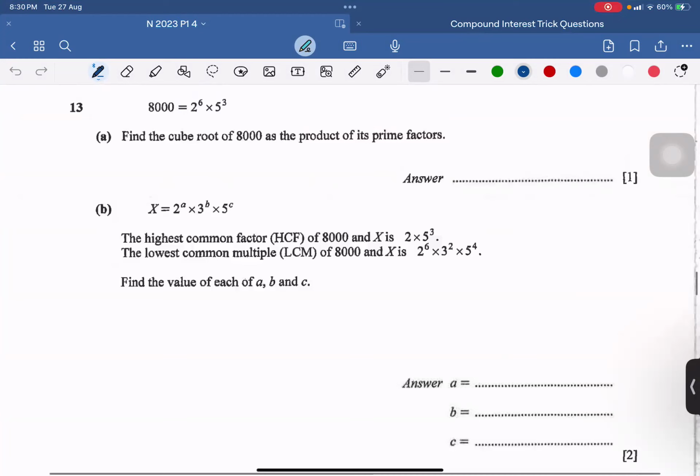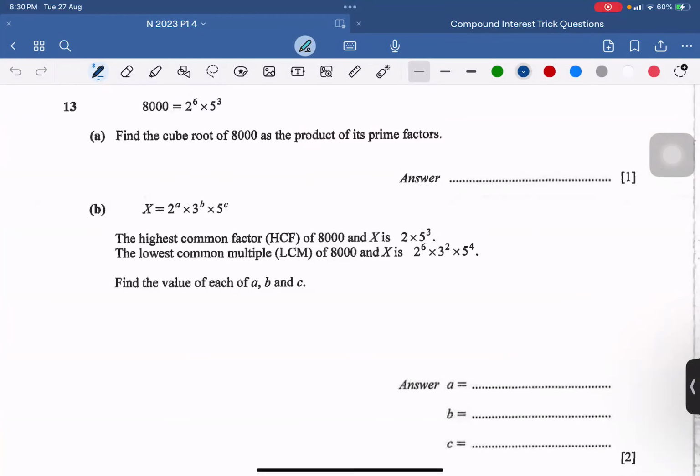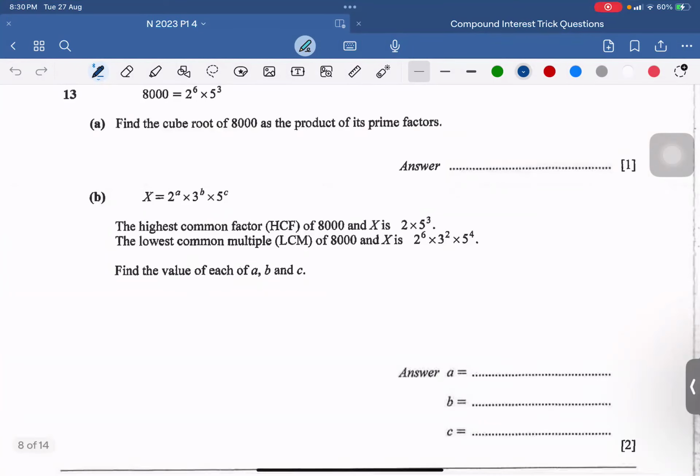Now, I just want to go through a little bit of the questions for N level 2023 paper 1. This is one of the questions that I need to highlight again. Question 13b. Now, x is this following number, the highest common factor of x and 8,000. So we are going to look at two numbers in particular.